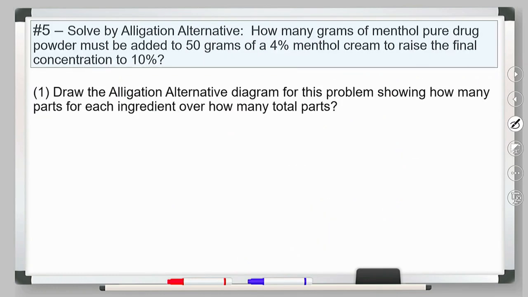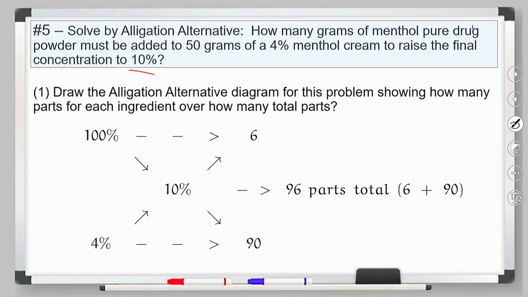All right, here's a straightforward alligation one that, again, you can solve with C's and Q's, but here I'll show you my answer using alligation. It says how many grams of menthol pure drug powder must be added to 50 grams of a 4% menthol cream to get a final 10% concentration. All right, so let's just do it. So what do we have here?